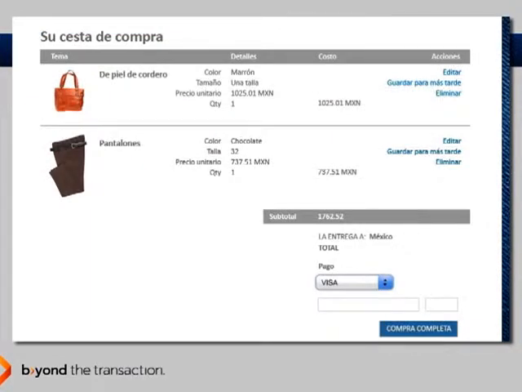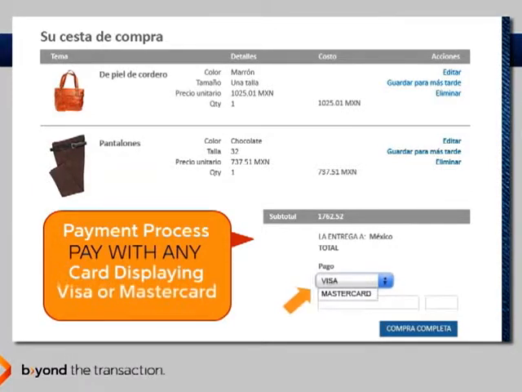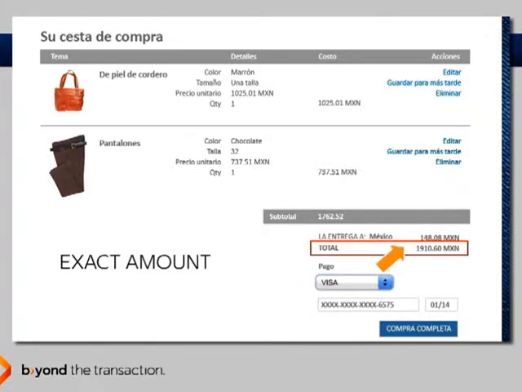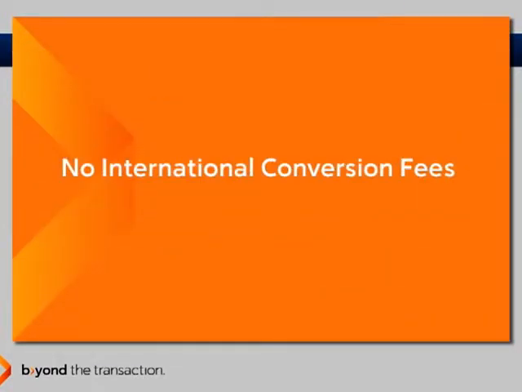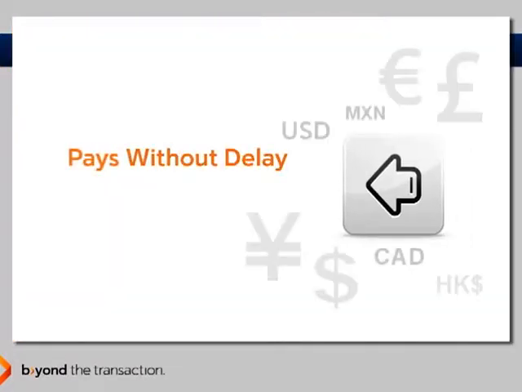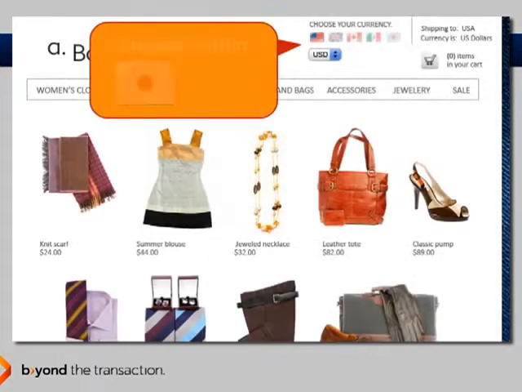Once they fill their cart, they move into the payment process, and they may pay with any card displaying the Visa or MasterCard logos. When they click the final payment button, their card is charged for the exact amount they saw on your website. No international currency conversion fees, no exchange rate hassle. And First Data pays you without delay in your normal funding process using conversion rates provided daily by Visa and MasterCard. Now, shoppers from Japan land on your website.